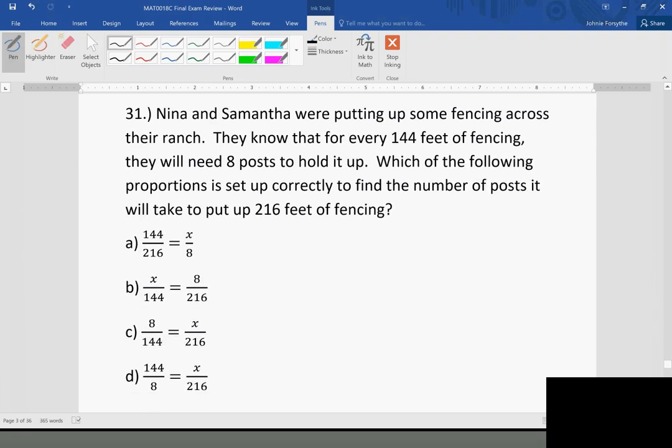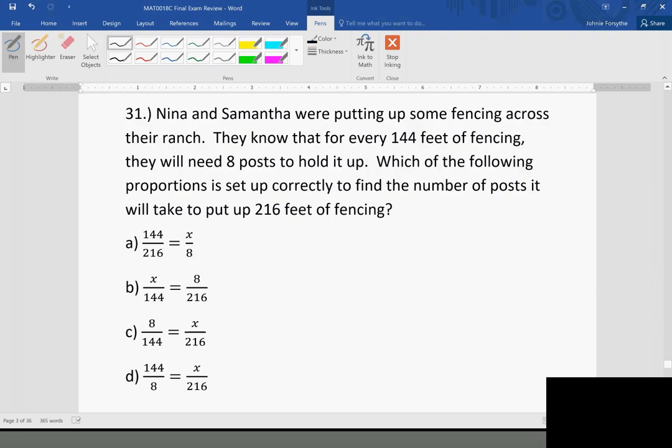Okay, 31. Nina and Samantha were putting up some fencing across their ranch. They know that for every 144 feet of fencing, they will need 8 posts to hold it up. Which of the following proportions is set up correctly to find the number of posts it will take to put up 216 feet of fencing?